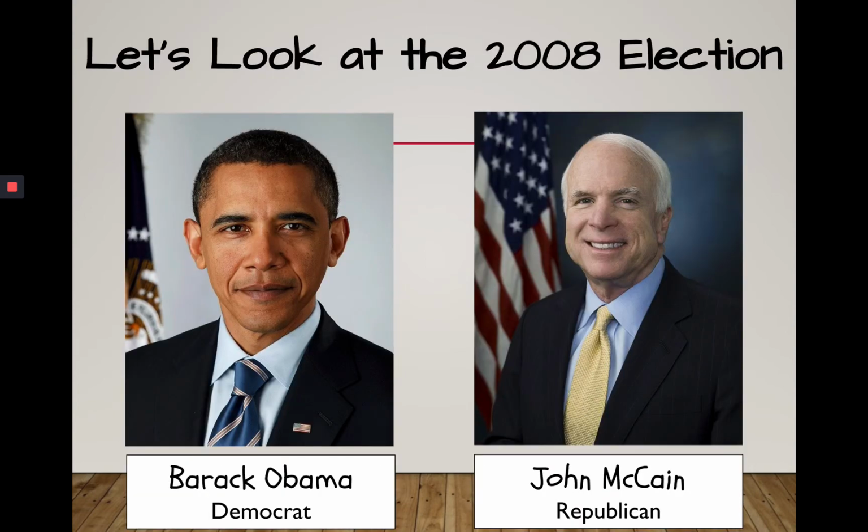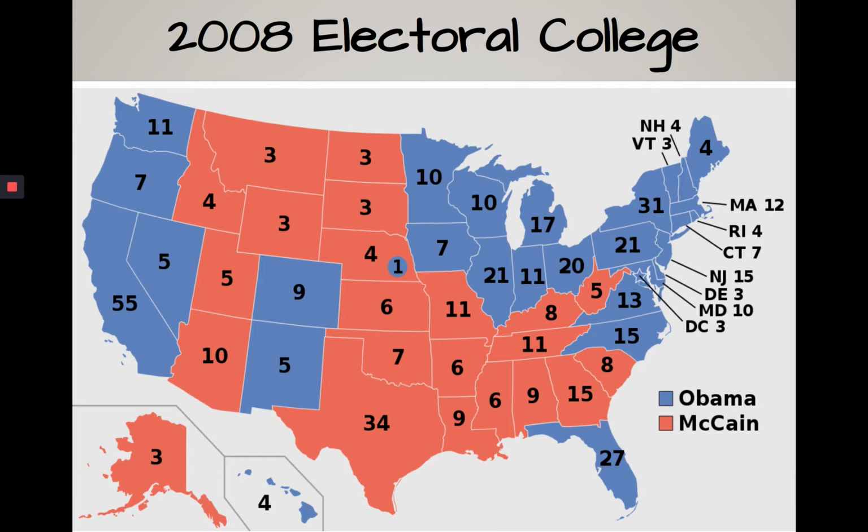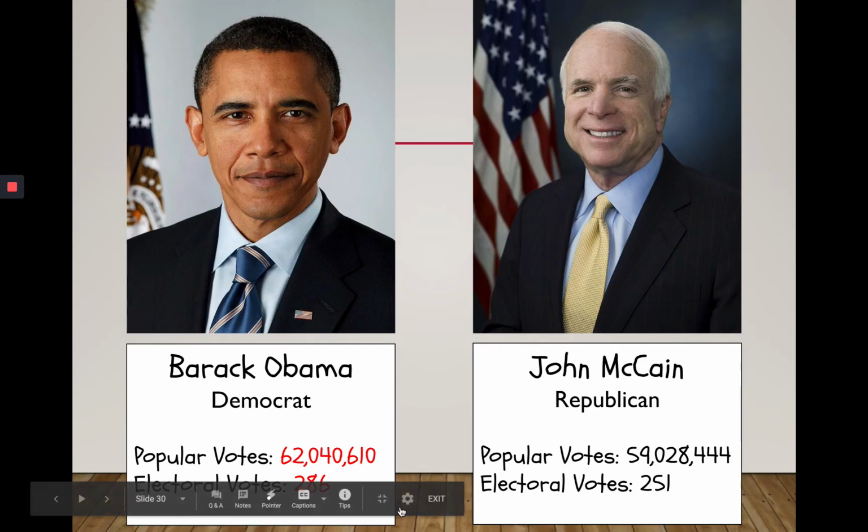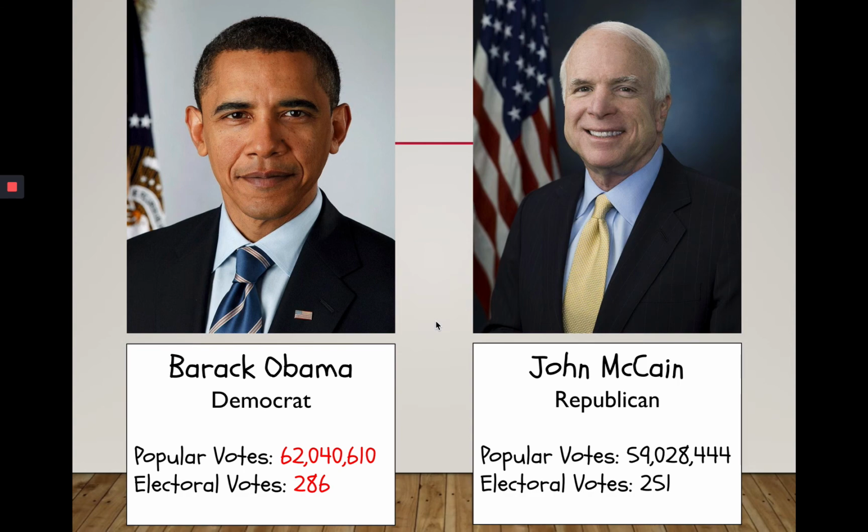How about the 2008 election? Barack Obama versus John McCain. Obama was a Democrat. McCain was a Republican. Well, if that looks awfully blue to you, it's again because it was. And Obama won both the popular vote and, again, he needed 270 electoral votes to win. He got 286. So he won both the popular and the electoral votes.